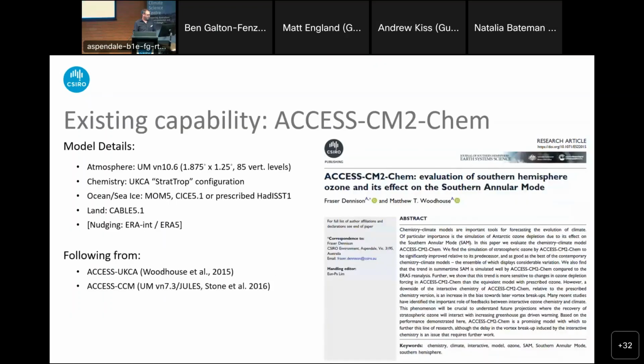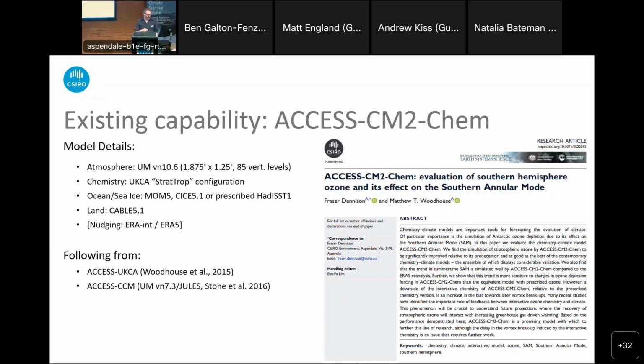Yeah, so really, the place I wanted to start with this presentation was by telling you we already have a composition modeling capability within ACCESS and have done for a long time, and that's probably a feature that's not been widely recognized. The current model is an extension of ACCESS-CM2, so we call it ACCESS-CM2 Chem. So it's got a full chemistry, so tropospheric and stratospheric chemistry scheme added on top of ACCESS-CM2. So we've got all the benefits of ACCESS-CM2 plus some chemistry.